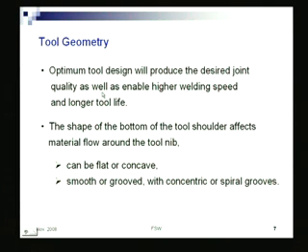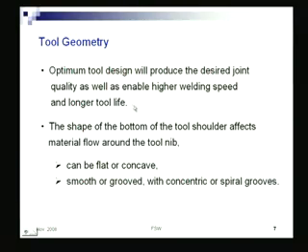Well, now let us come to a little more detail about the tool geometry, because the tool is the heart of this process. In electric arc welding, it was essentially the electrical power which worked towards the generation of heat, the fusion process, and thereby the welding. Now, here the most important aspect is the friction stir welding tool. So, optimum tool design will produce the desired joint quality as well as enable higher welding speed and longer tool life. So, these are the aspects.